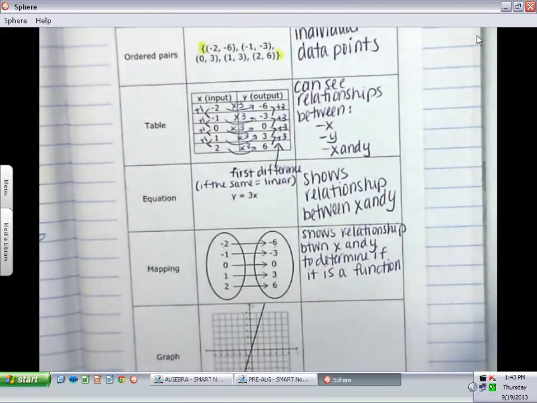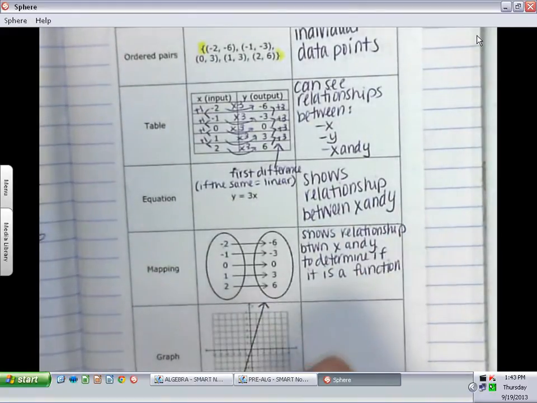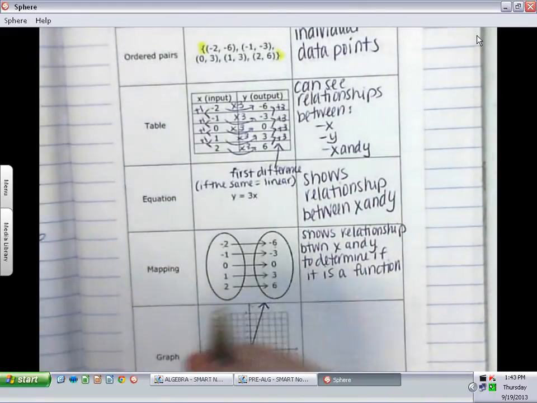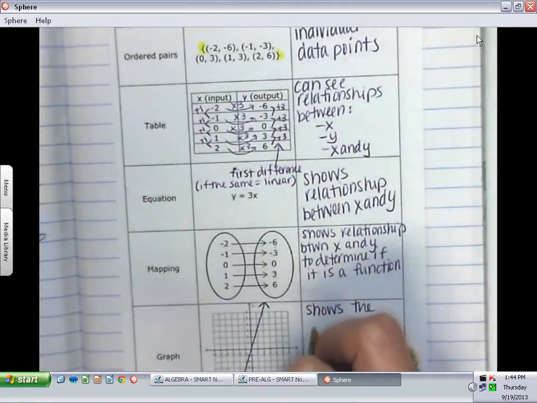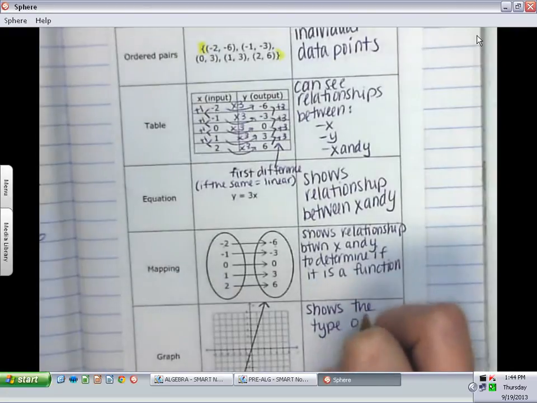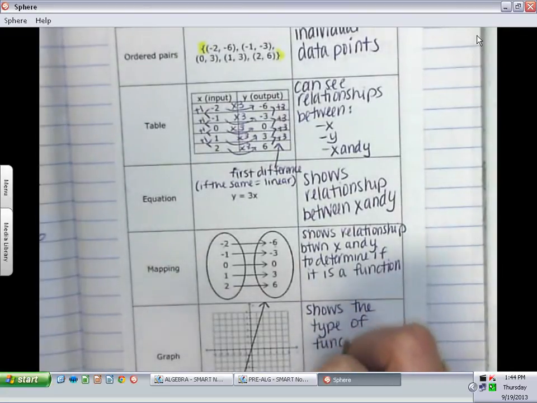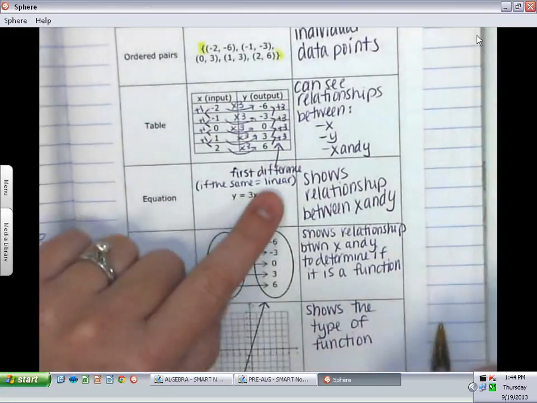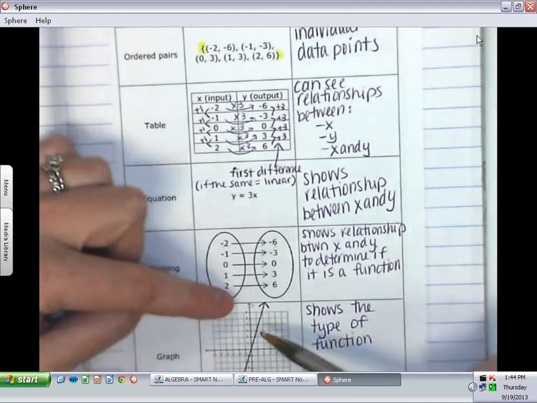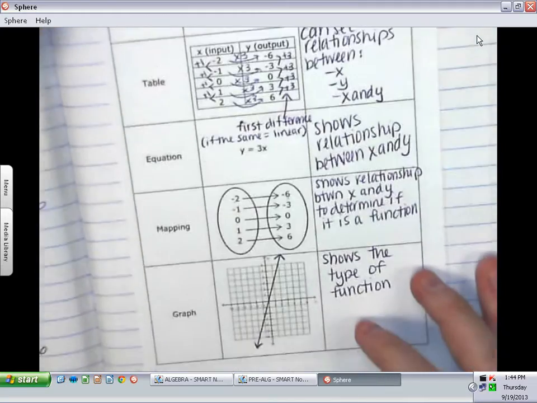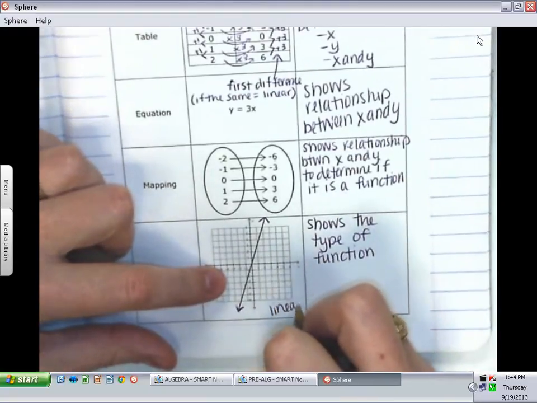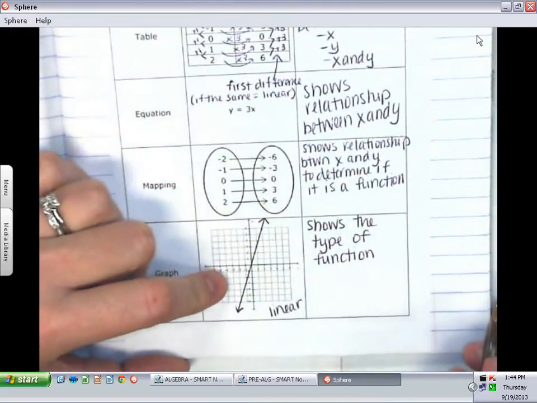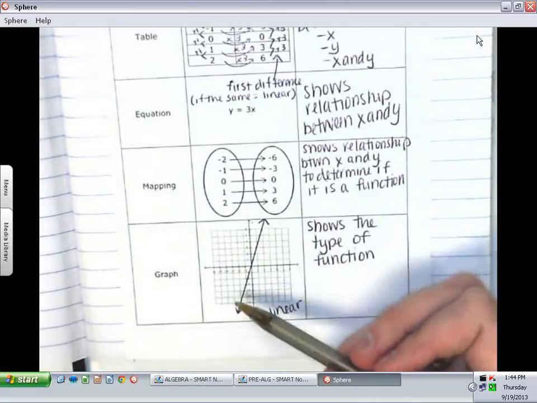Then the last one, if you will draw arrows on the end, somehow they got left out. This shows you the type of function. And like we talked about up here with the first difference, this is linear. You can see this graph is a perfectly straight line. This is a linear graph. We have different types. We have quadratics and other kinds, but this one is a straight line, so it's linear.